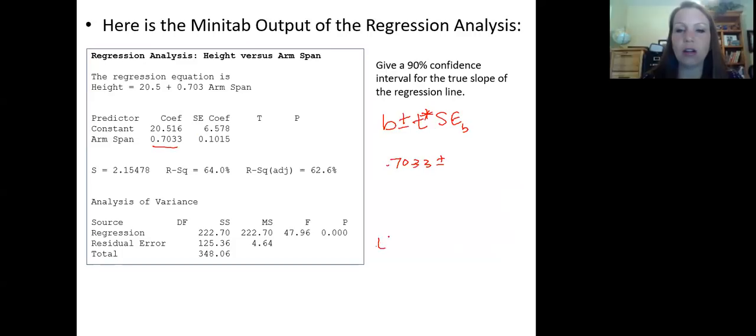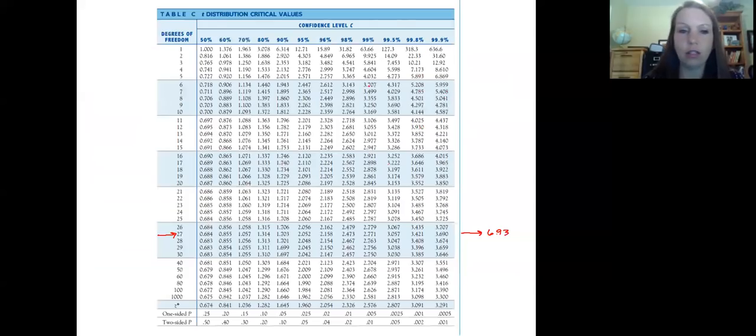My t star is based on degrees of freedom, which was 27, and it's also based on my confidence level of 90%. So if I come in here to 27 degrees of freedom and 90% confident, then my t star is going to be 1.703.